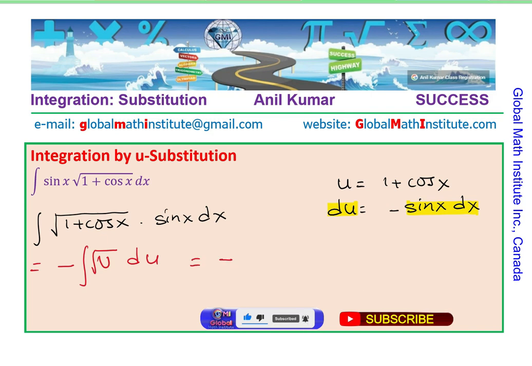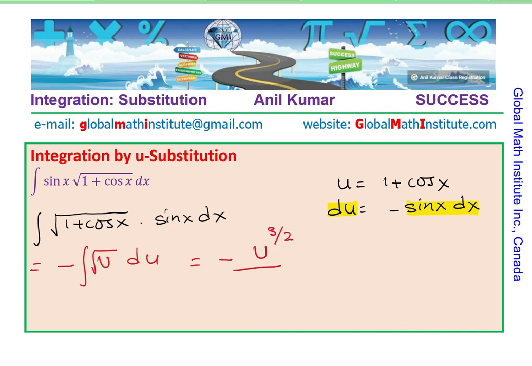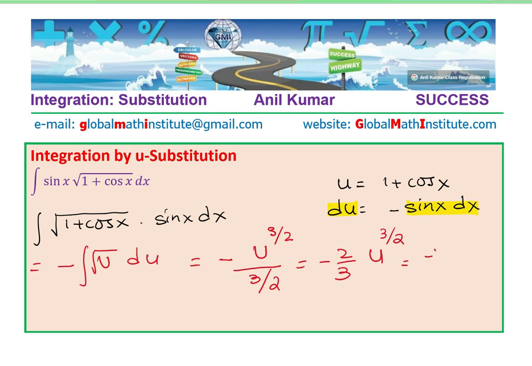So this is minus u to the power of half plus 1, which is 3 by 2, over 3 by 2. Or you could write this as minus 2 over 3 u to the power of 3 by 2. And you could write this u as 1 plus cos x, to the power of 3 by 2. And don't forget to write c here as a constant.